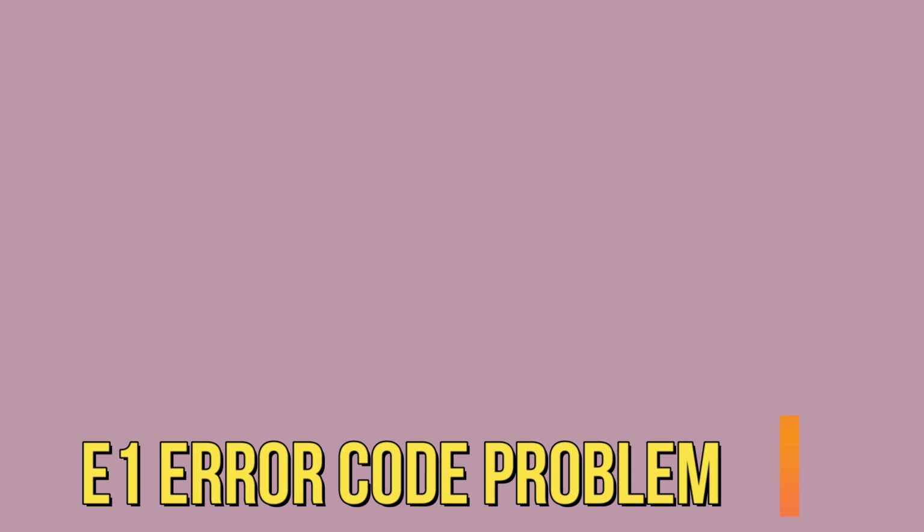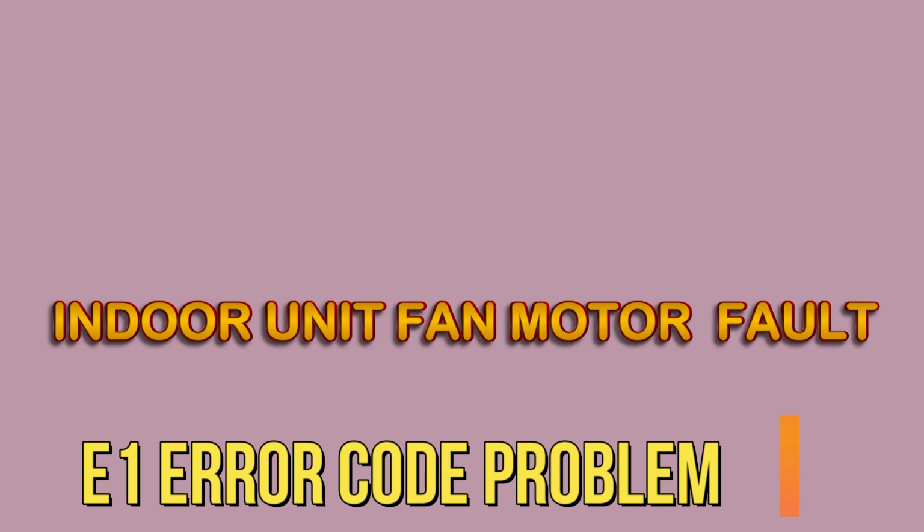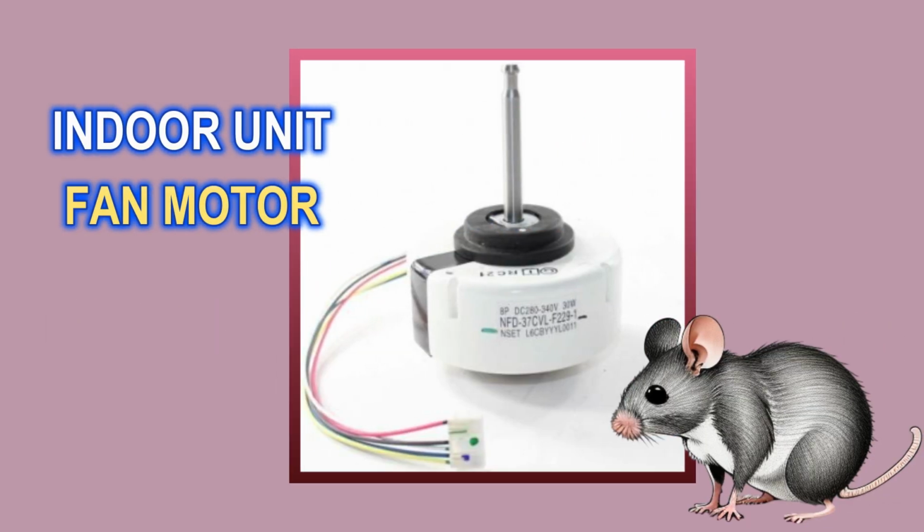If E1 is coming in the Whirlpool AC, then this is an error of the indoor unit fan motor. This error can come in your AC due to 3 reasons. The fan motor installed in the indoor unit. It is possible that the wire of the fan motor may have been cut by a rat. If the wire of the fan motor has been cut by a rat, then you should reconnect the wire. Then this error will be completely fixed.